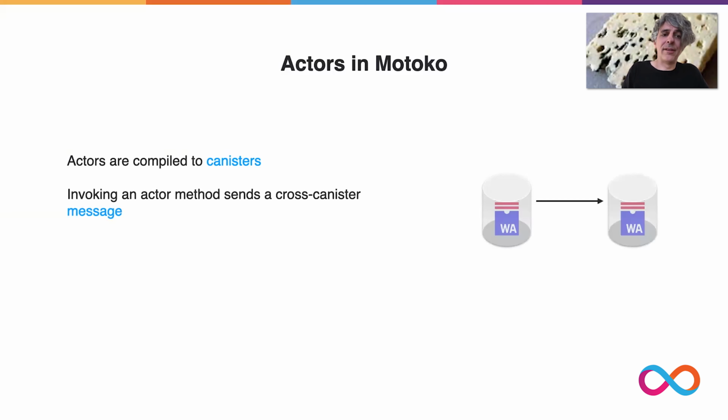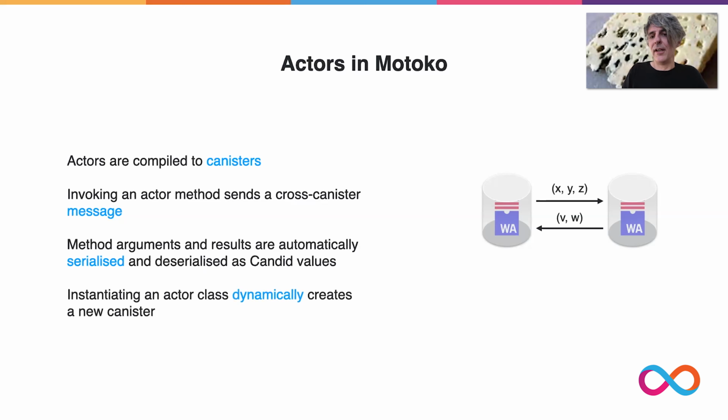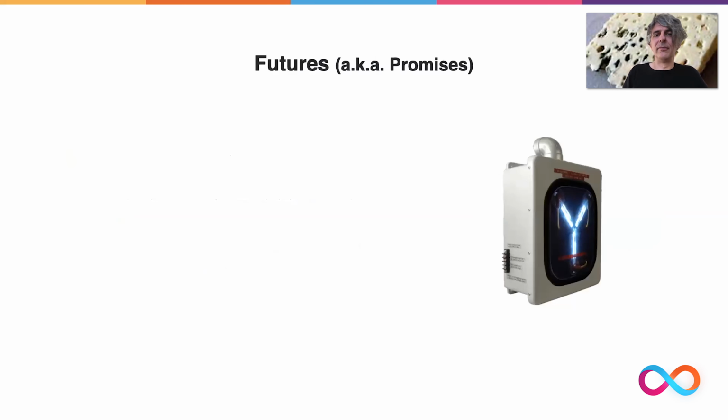And invoking a method on an actor is then a cross-canister message, right? And you get a reply there as well. And the arguments and results to such a call are automatically serialized and deserialized as candid values. So that's one of the nice productivity features of Motoko, that this is built into the compiler. It understands candid and just does all the work for you. So it will send along some values here as candid, but you don't really have to worry about it or do anything manually. And the other interesting thing is that if you instantiate an actor class, what that means is you're actually dynamically creating a new canister. So this allows you to programmatically create canisters from a Motoko program.